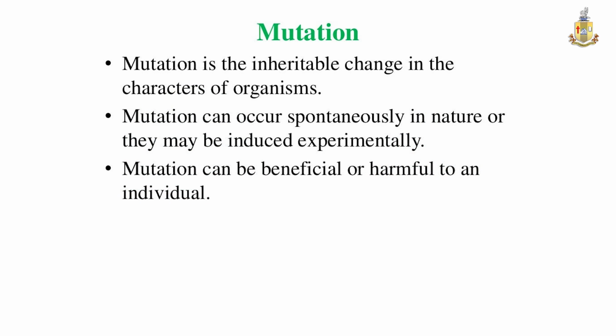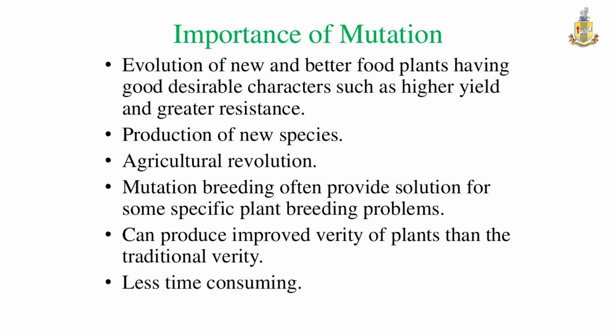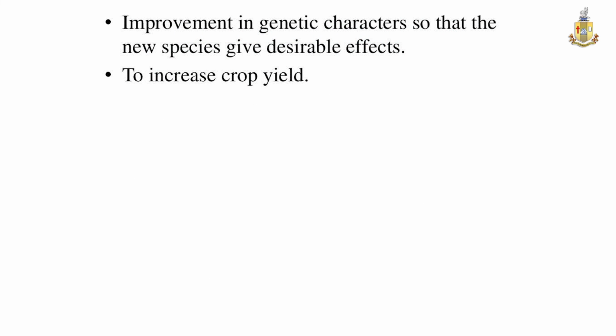Mutation. Mutation is the inheritable change in the characters of an organism. Mutation can occur spontaneously in nature or may be induced experimentally. Mutation can be beneficial or harmful to an individual. Importance of mutation: evolution of new and better food plants having desirable characters such as higher yield and greater resistance. Protection of a new species. Agricultural revolution. Mutation breeding often provides solutions for some specific plant breeding problems. Improvement in genetic characteristics so that the new species give desirable effects to increase crop yield.